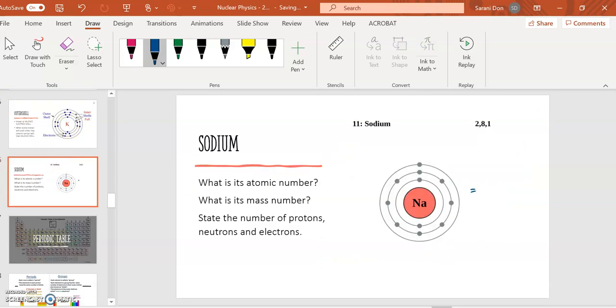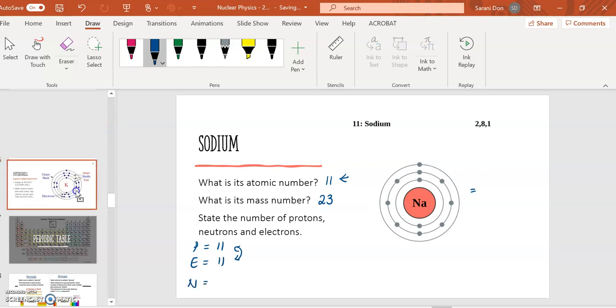So let me just have a look at this example here. This is sodium, Na. If we look at the periodic table, sodium has the atomic number of 11 and it has a mass number of 23. And it says state the number of protons, neutrons, and electrons. So protons, we know it's the same as the atomic number, 11. Electrons, we know that these two will be the same. I believe it is 11 as well.